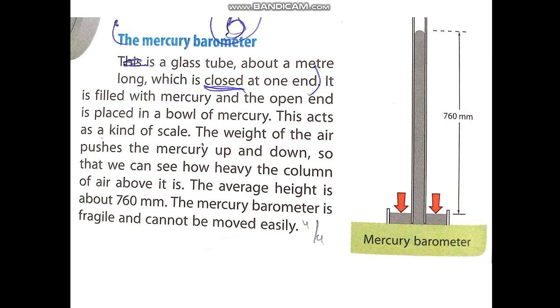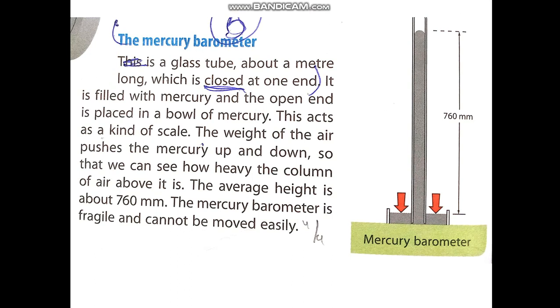Then comes the mercury barometer. This is a glass tube. Look at the diagram at the side of the page. This is a glass tube about a meter long which is closed at one end, as you see in the diagram. It is filled with mercury. The open end is placed in a bowl of mercury. This acts as a kind of scale.